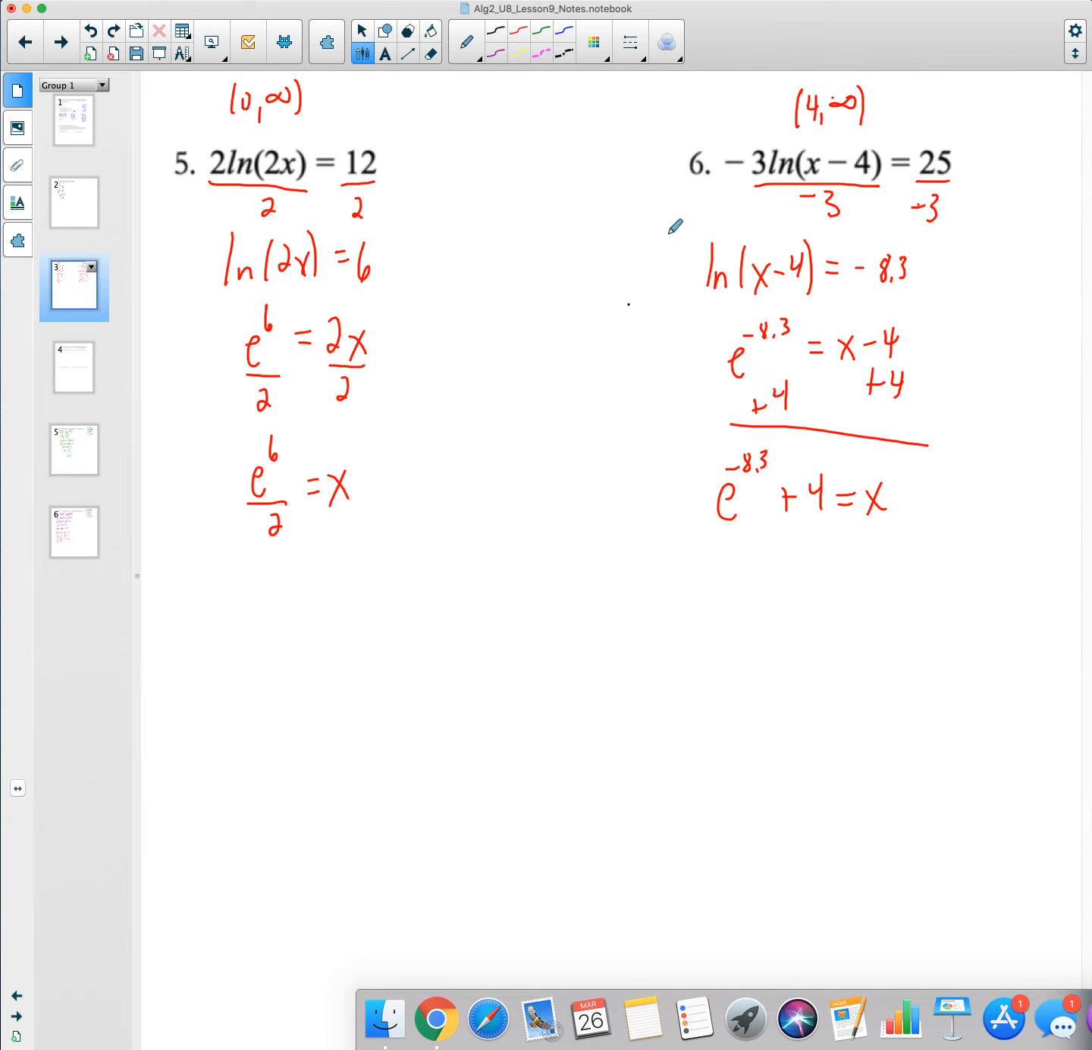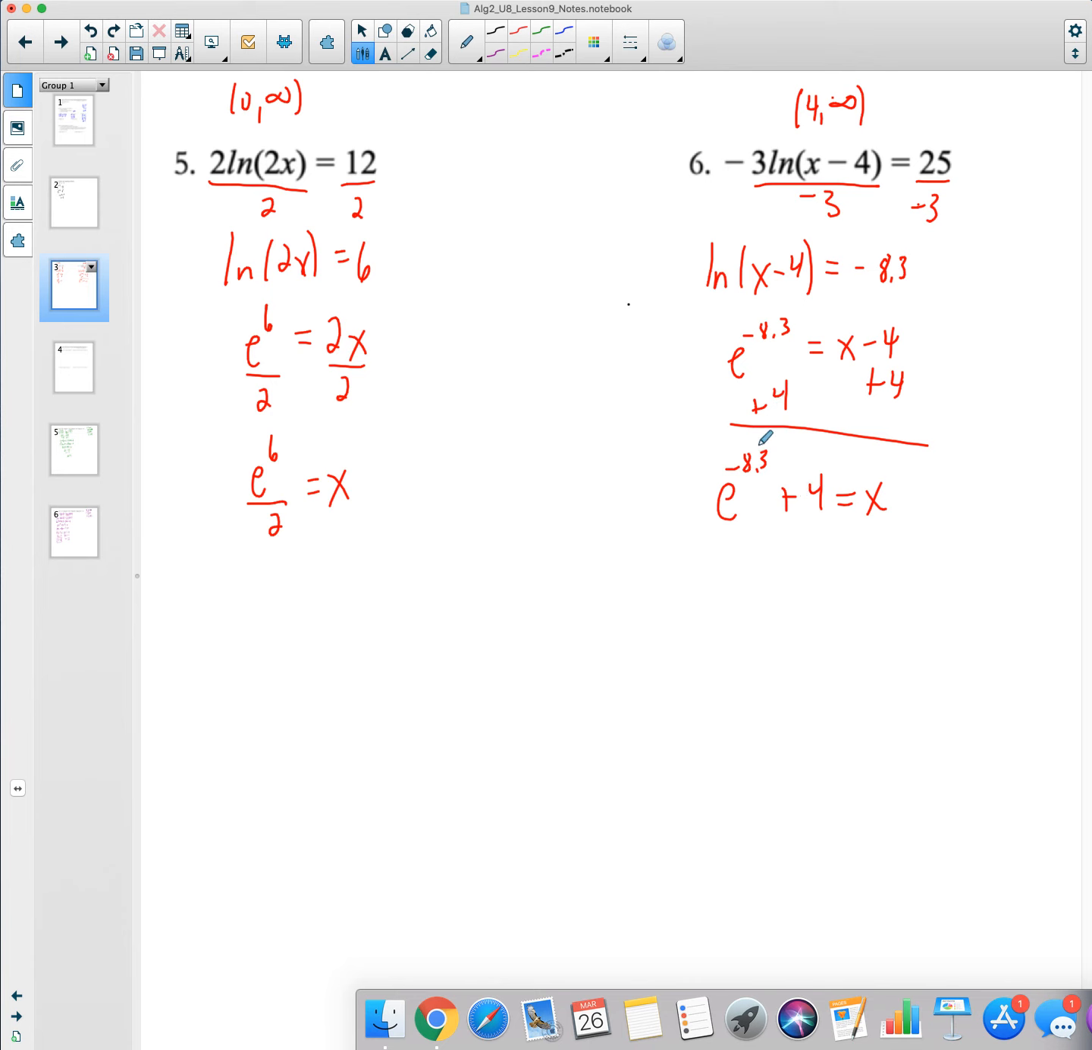Now same thing here. Let's start with our working domain, x minus 4. That means our domain would be 4 to infinity, so everything has to be greater than 4. Now, divide both sides by -3 to isolate that logarithm. And then we have, once again, base e, so e to the -8.3 is equal to x minus 4. Add 4 to both sides, and then we get this number.